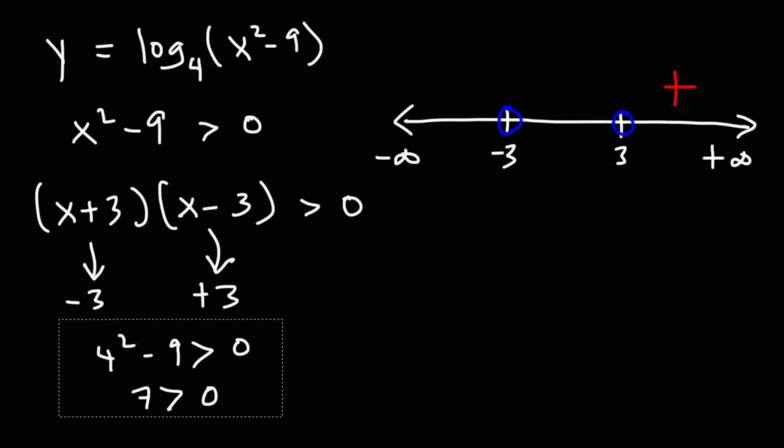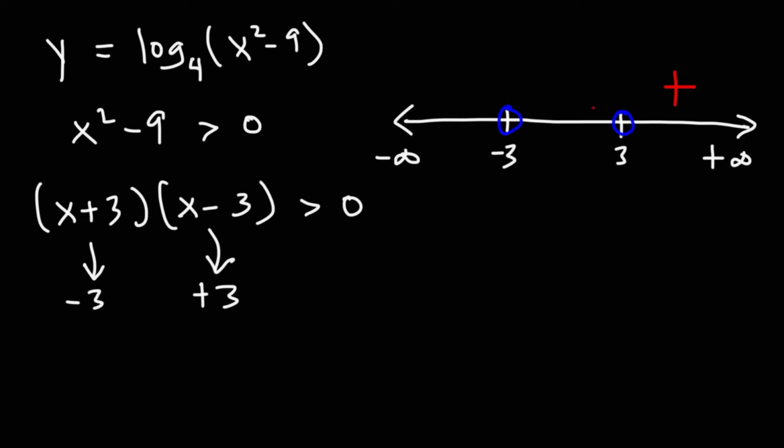Now let's pick a number between negative 3 and 3. Any number. Let's try 1. 1 squared minus 9. 1 minus 9 is negative 8. Negative 8 is not greater than 0. So we get a negative answer, which would make a false statement for our inequality. So that part between negative 3 and 3, that portion must be excluded in the domain.